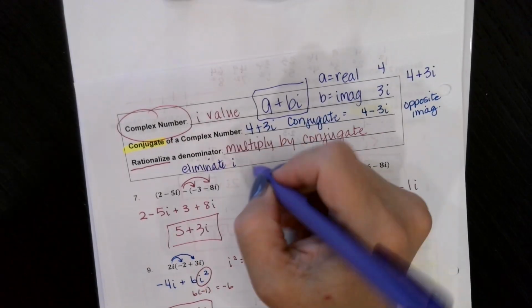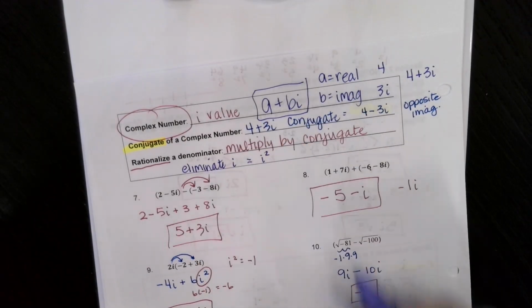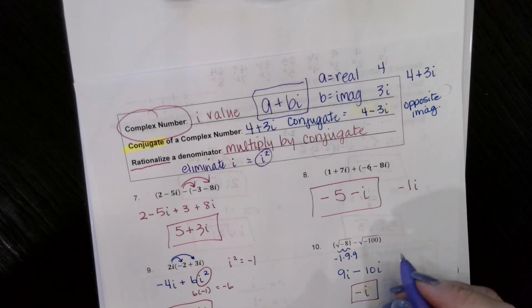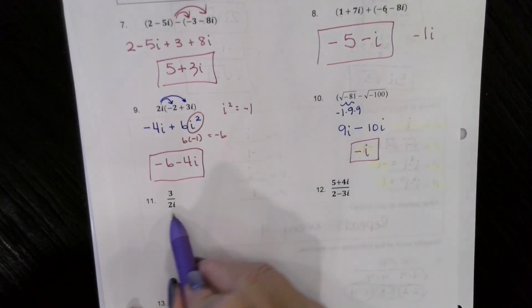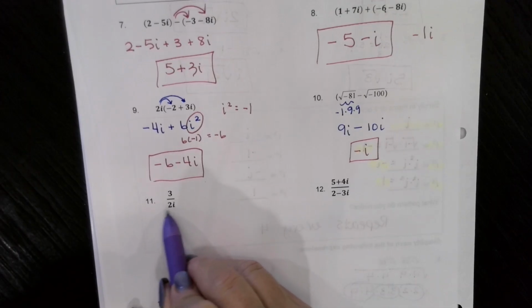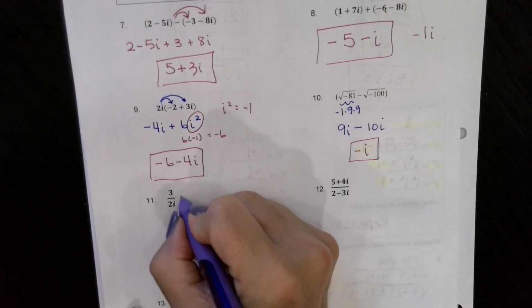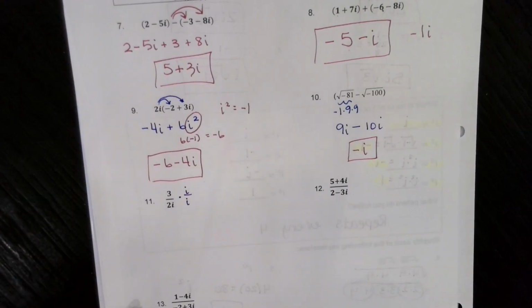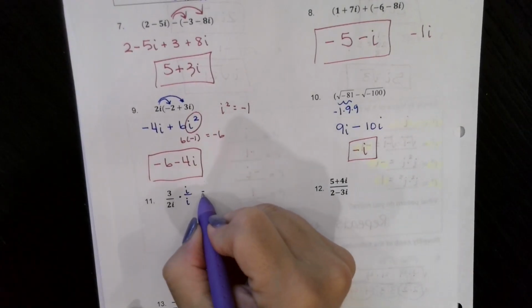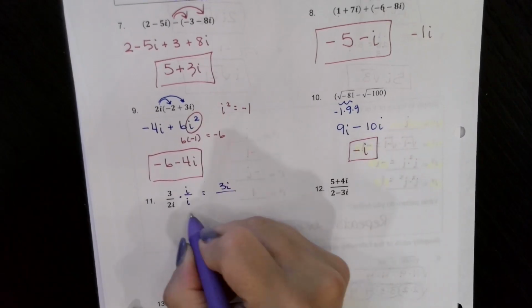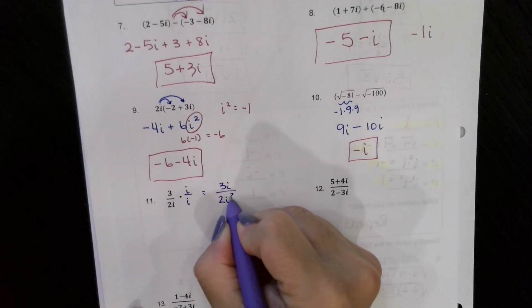And if we have just an i, then we're going to multiply the top and the bottom by another i to get i squared, because we know that i squared is -1. So if I go down here, I'm not going to multiply by 2i because I don't care about the 2. I want to get rid of the i, so I'm going to multiply the top and the bottom by i. So when I multiply across the top, I get 3i. When I multiply across the bottom, I get 2i squared.